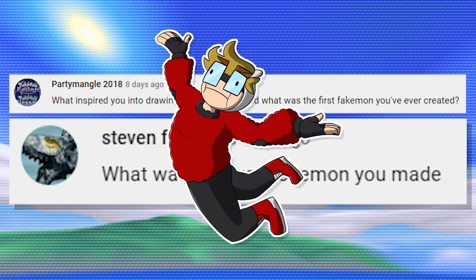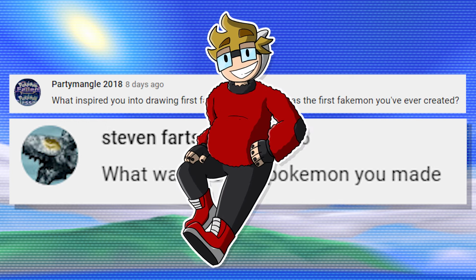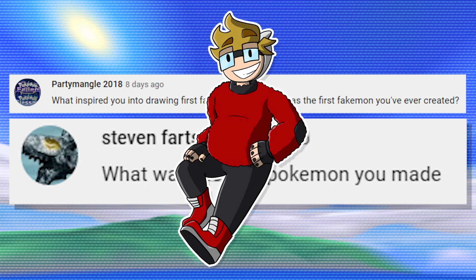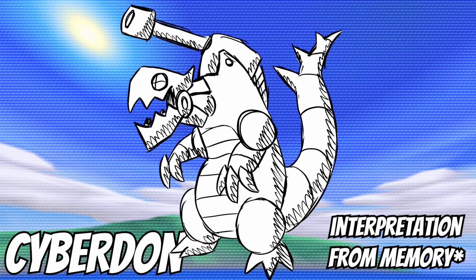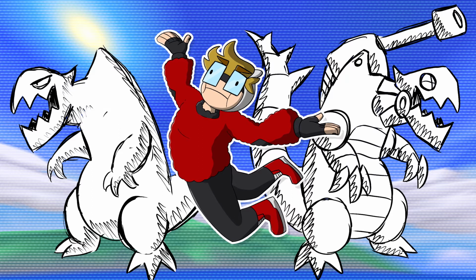Oh gosh, let me think. I don't know if it's my first one ever, but I specifically remember something called Seedleodon, which evolved into Cyberdon when traded while holding an upgrade. Kind of like Porygon, I guess? Don't ask me what Seedleodon means or what it is. It was before I realized the Pokemon names are made up of multiple words.